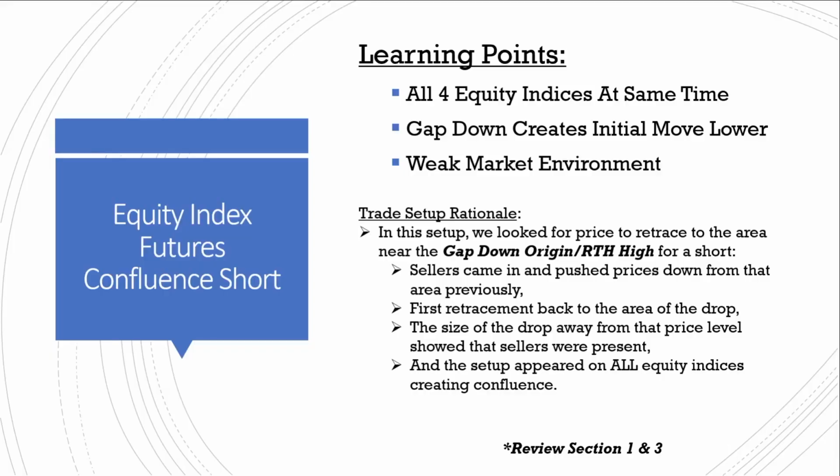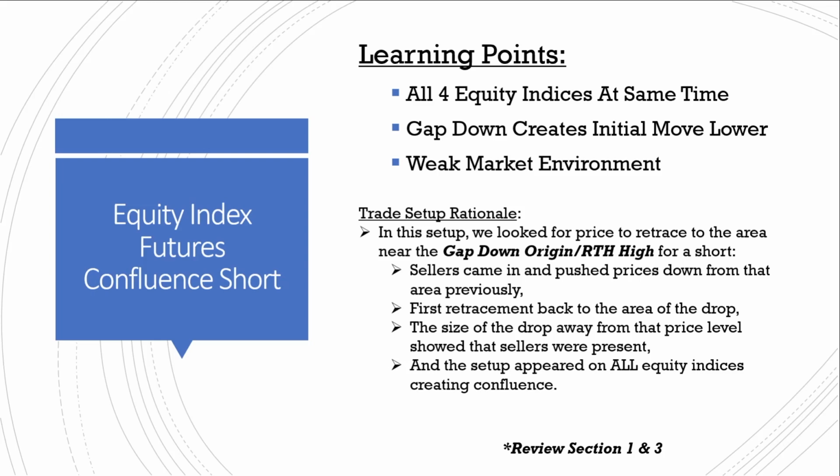Okay guys, let's get into this trading example. We're going to be covering equity index futures. There was an opportunity where all four major markets that we look at in the futures markets and options as well lined up for a short opportunity. Things to keep in mind: all four of these major indices were hitting a level and creating the opportunity at the same time, which creates the confluence that we look for in our trades and our opportunities.